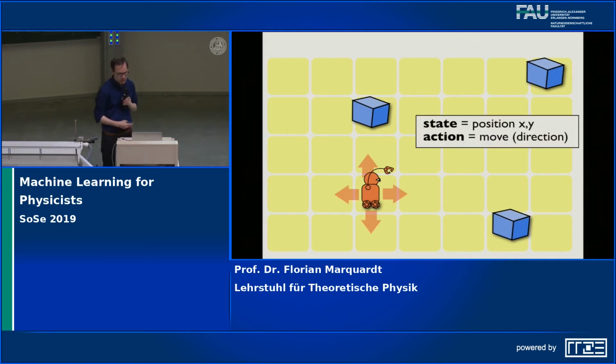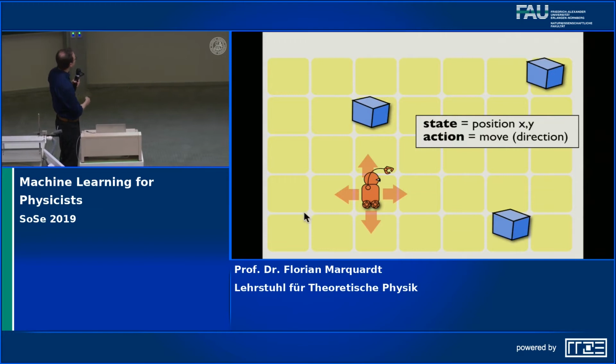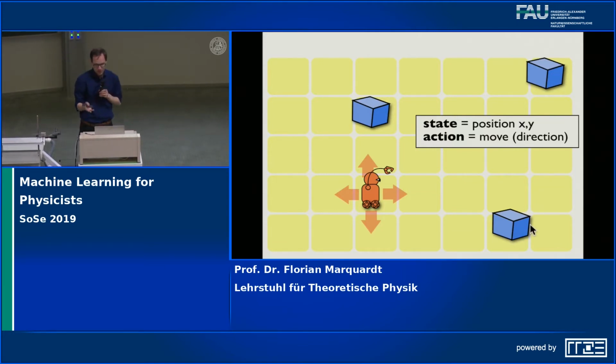So the state could be the position of the robot. The state, however, could also be the full image of the full surroundings. So there are different choices. And then the actions, in this case, would presumably be the moves into the different directions. But as I said, we also have to specify the goal. So in addition to specifying states and actions, we have to specify what is considered good.